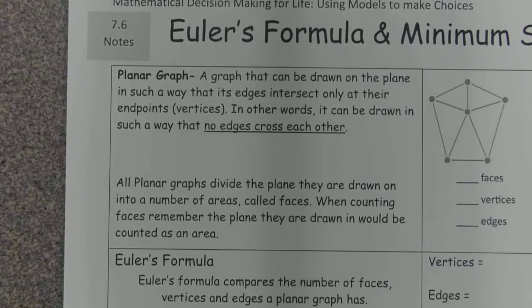This is Note Taking Guide 7.6 for Mathematical Decision Making for Life. Today we're going to talk about Euler's formula again and something called a minimum spanning tree.